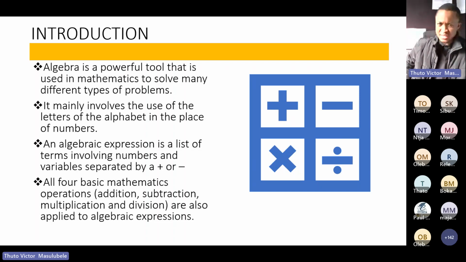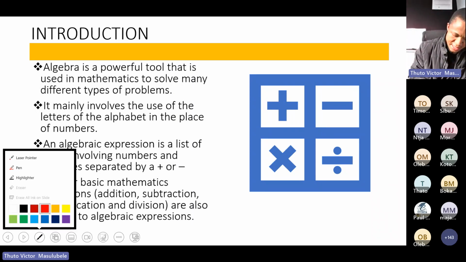And we'll get to that just a bit later, where we deal with variables as well when talking about components of an algebraic expression. Now, an algebraic expression, grade 8, is a list of terms involving numbers and variables separated by a plus or a minus. All four basic operations, meaning addition, subtraction, multiplication, and division, are also applied to algebraic expressions.